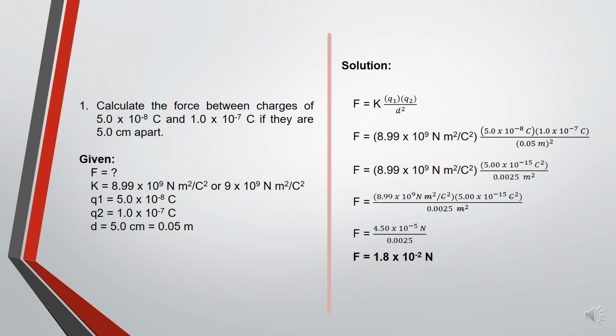Okay? So, yung product sa numerator natin is equal to 4.50 times 10 raised to negative 5 Newton divided by, yung sa denominator natin, 0.0025. Wala na siyang unit kasi na-cancelled out na natin. So, the final answer for the electric force is equal to 1.8 times 10 raised to negative 2 Newton. Okay? So, I hope that you get it.